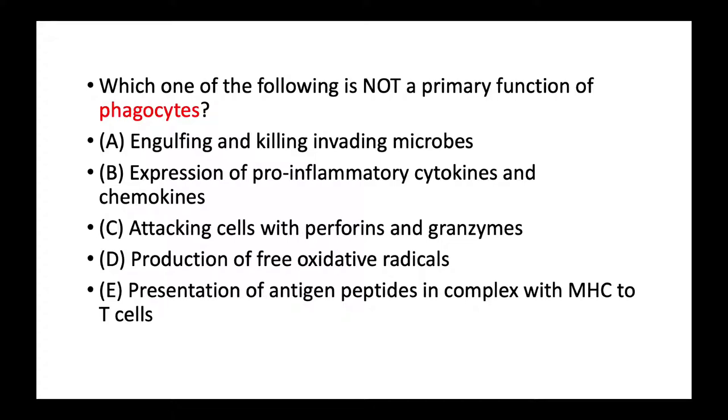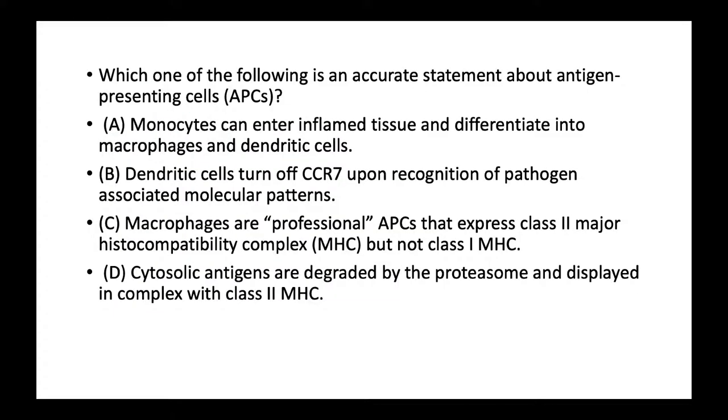There are only two cells which use perforins and granzymes: CD8 lymphocytes or cytotoxic T cells, CD8 positive, and also NK cells or natural killer cells. There are only two cells, and in their granules they have this perforin and granzyme, and once released they can activate the apoptosis pathway, and apoptosis means they can induce cell death, okay? So this is not true for phagocytes. Okay, another one.